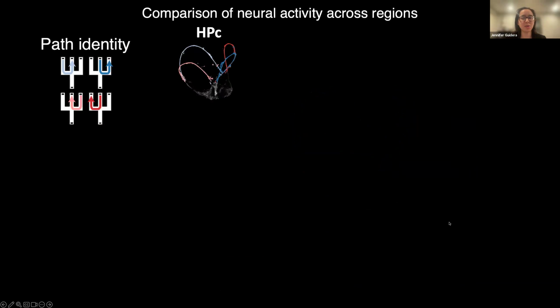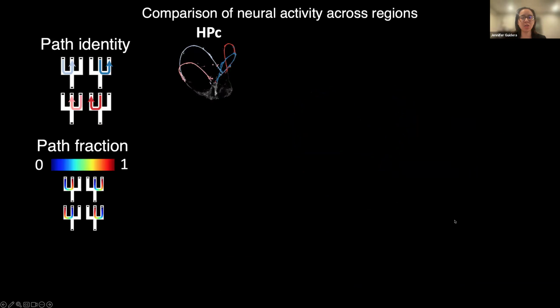During the entire recording session, the rat makes several passes down each of the 4 paths, and we can visualize how activity unfolds during these passes by coloring the neural state according to the fraction of a path the rat has traversed.